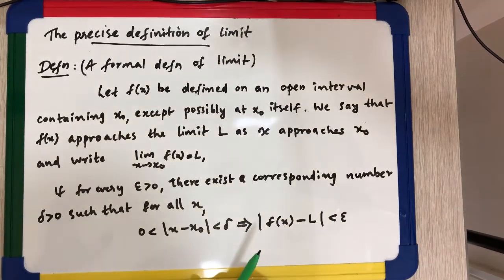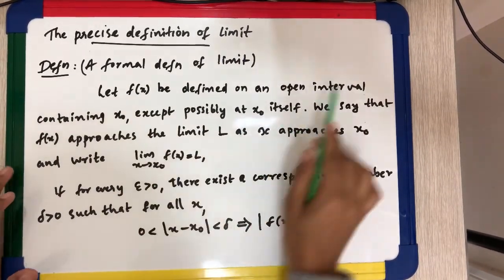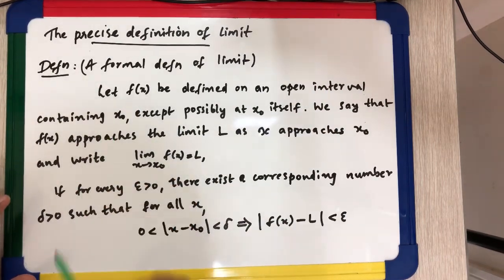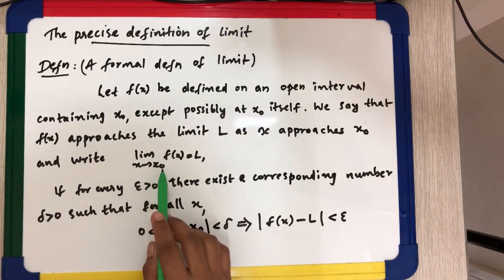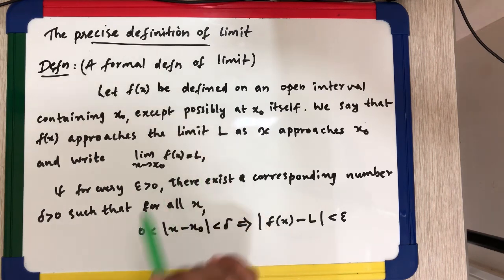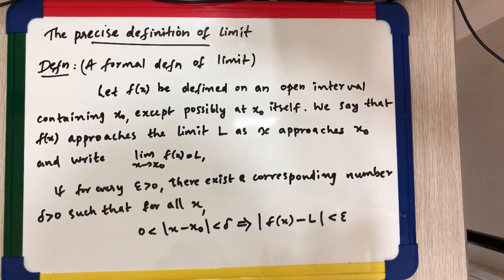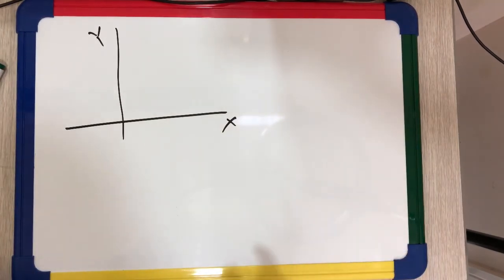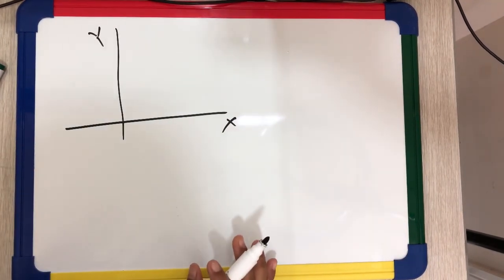That is, we have a function f of x defined on an open interval containing x0, and that function f of x may or may not be defined at x0. To say limit as x tends to x0 of f of x is equal to L, for any epsilon greater than 0, we should get a delta greater than 0 such that for all x satisfying 0 less than mod x minus x0 less than delta implies mod f of x minus L less than epsilon. To understand the definition, we can have a rough sketch.